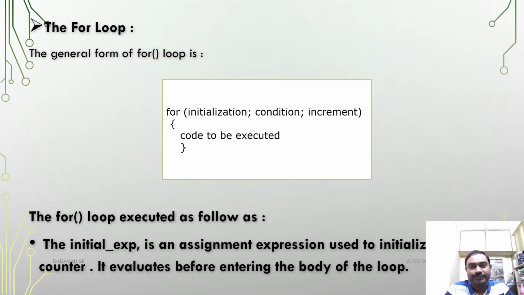For loop. The general form of for loop is for. Here in a single line, initialization is there, condition is there, increment is there, in between semicolons. So initialization, condition, increment. After that, a block of statements is there. In the for loop, first the initialization will execute. After that, the condition. Depending upon the condition, if the condition is satisfied, then only enter into the loop.